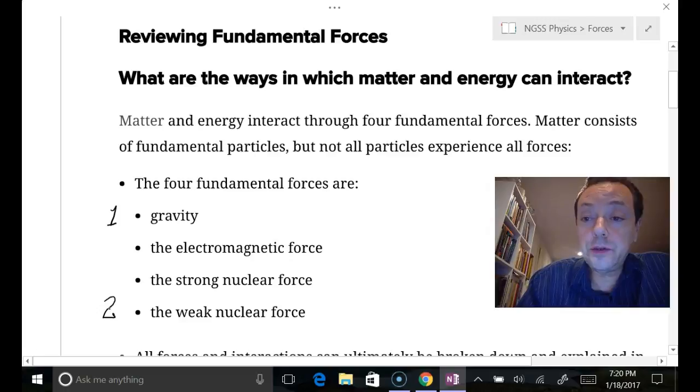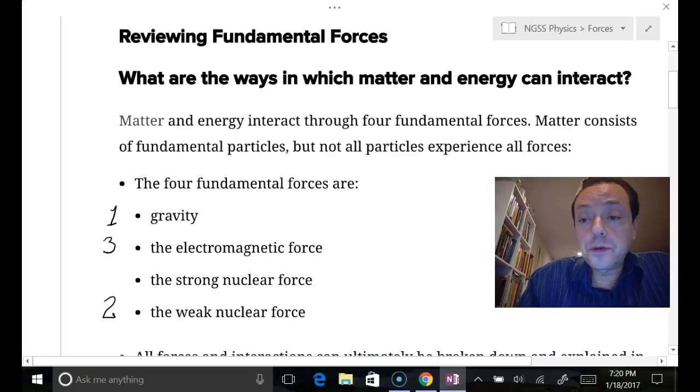Okay, and that's responsible for radioactive decay, amongst other things, alpha and beta decay. The next is the electromagnetic force, which is responsible for electricity and magnetism.